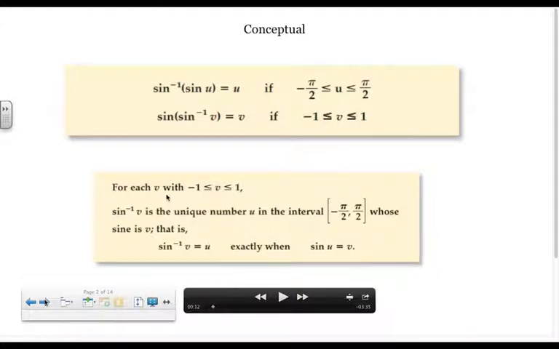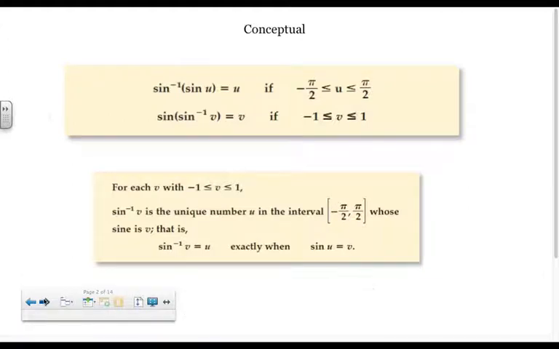So here's how this works. For every v between negative 1 and 1, there's a unique number u from negative pi over 2 to pi over 2 whose inverse is exactly that number, only when sine u equals v. I know this sounds confusing, but really it's not. It's about being able to take inverses so I can solve. So let's go ahead and look at some examples. That will be an easier way to do it.